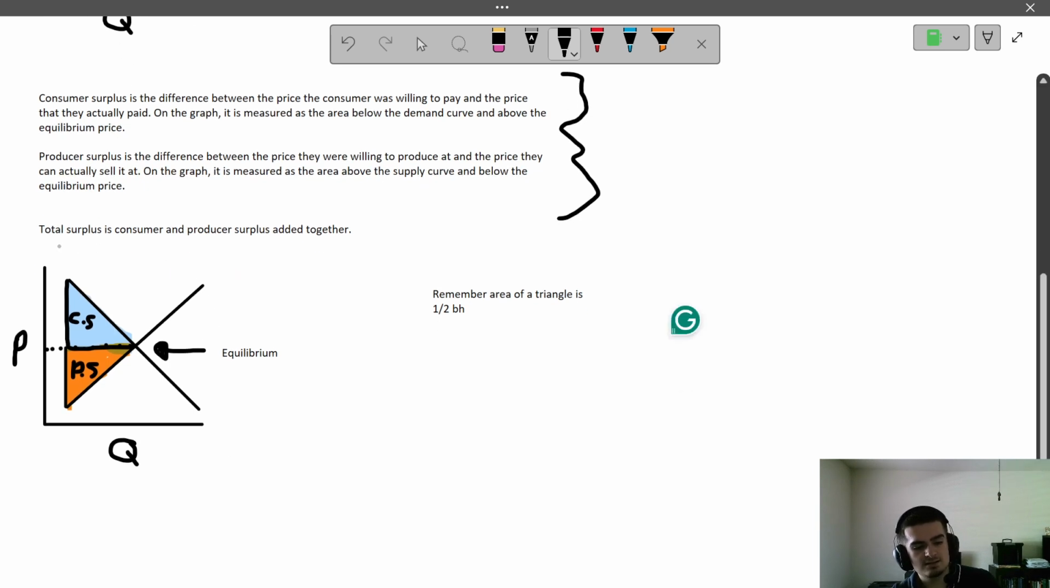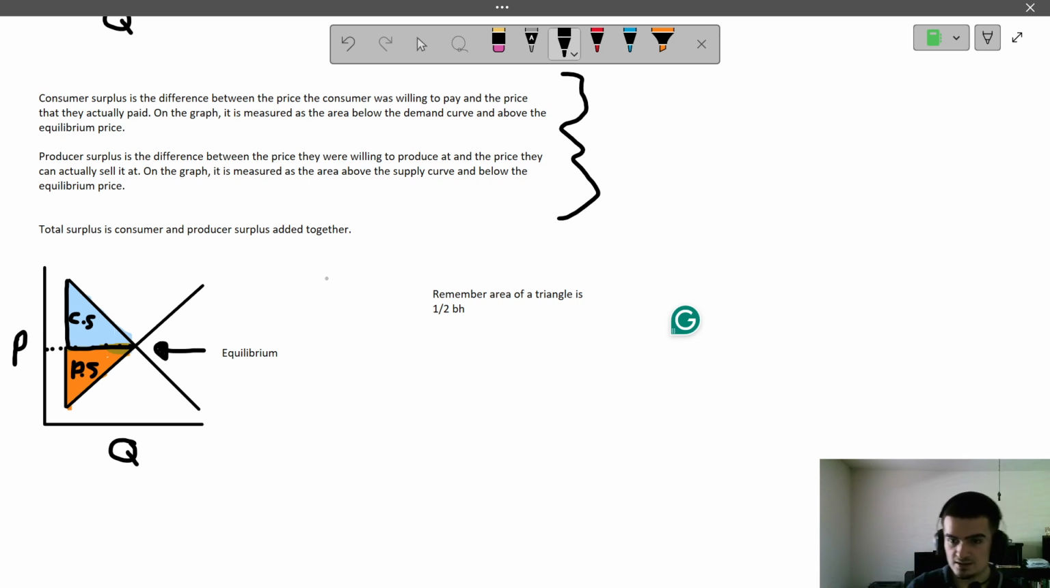And in markets, we measure how good a market is or how efficient it is by how much surplus there is in the market. So the more surplus, the more efficient. Total surplus is the consumer and producer surplus added together.